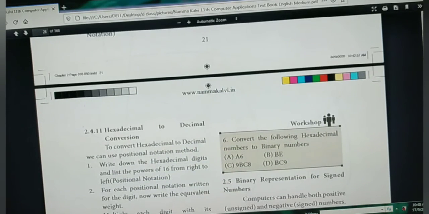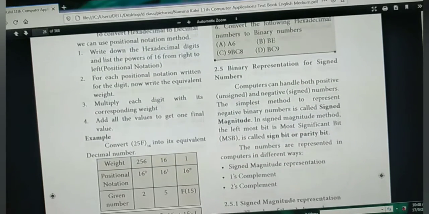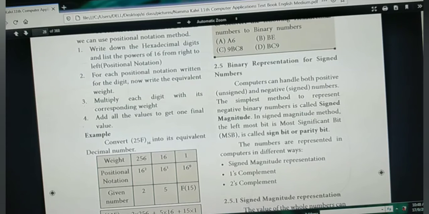Next you have hexadecimal to decimal conversion. Here you have 4 steps explained along with an example. And to this side you have binary representation for signed numbers. Here you have to mark the extra question. The simplest method to represent negative numbers is called signed magnitude. Mark that one. Then next it is an extra 2 mark question.